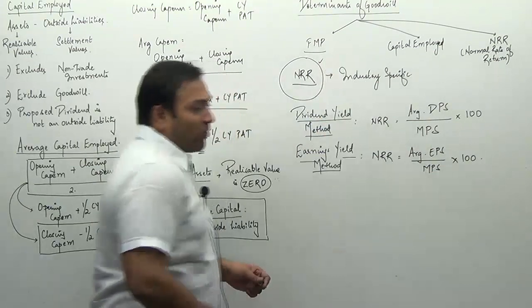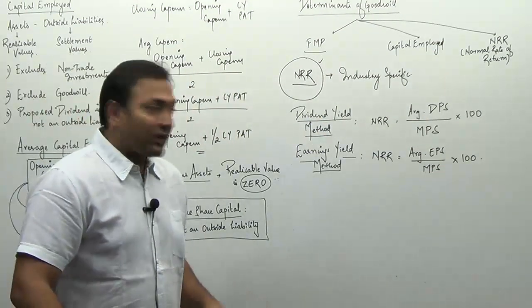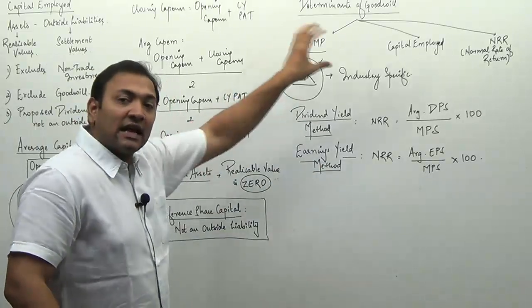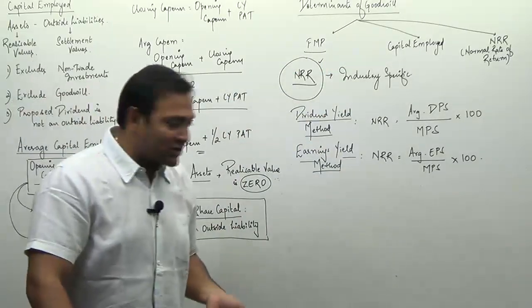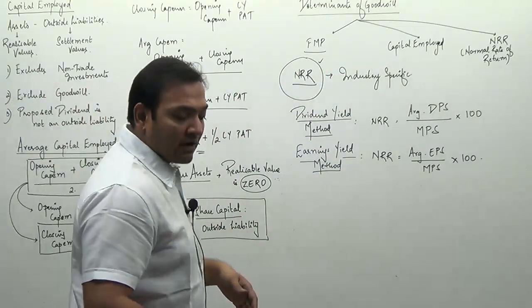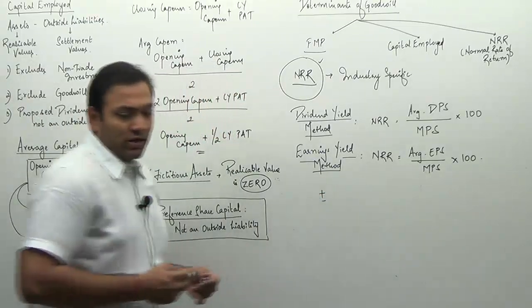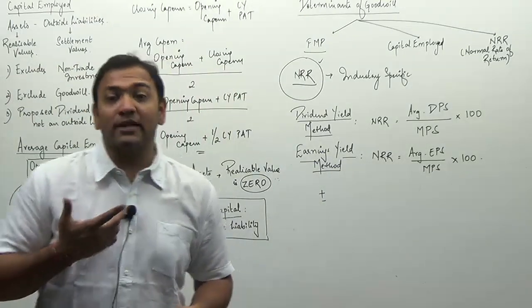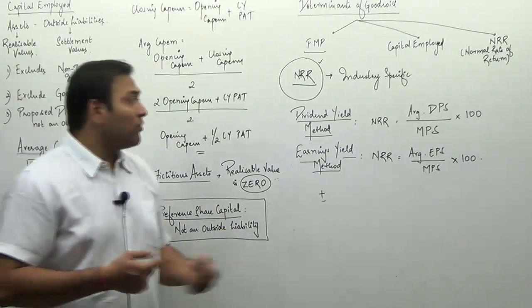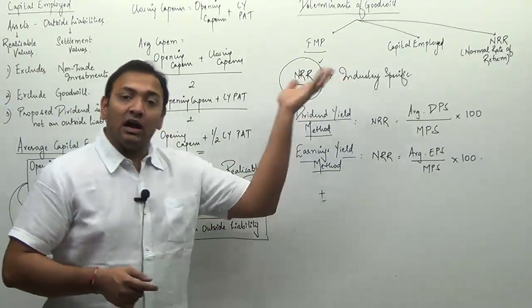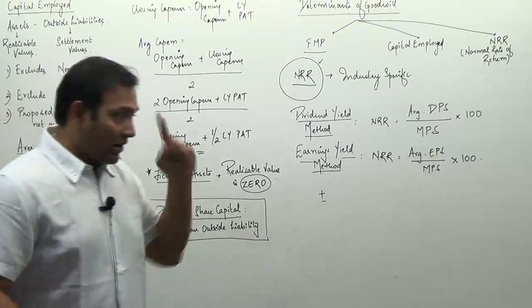So, is NRR for all the companies within the same industry the same? Absolutely wrong. NRR is basically calculated for the industry, but at the same time we need to adjust it for each company. How do we adjust the NRR for each company? There is always a plus or minus that can be used. Whenever you have a higher risk, you expect a higher return. So a company which has a higher risk will be expecting a higher NRR. A company which has a lower risk within the same industry will be expecting a lower NRR.